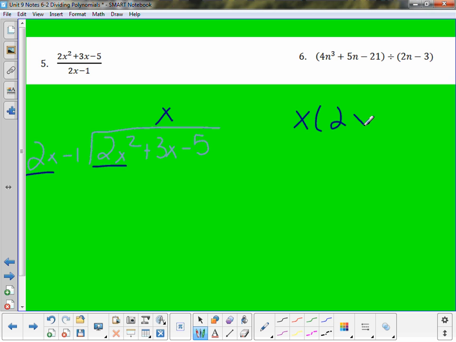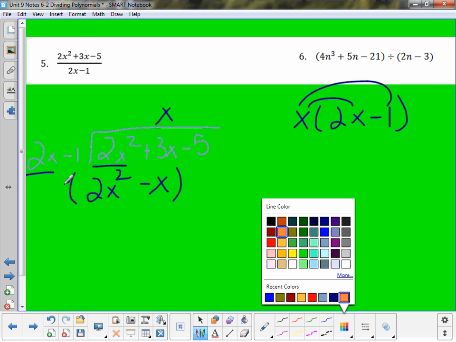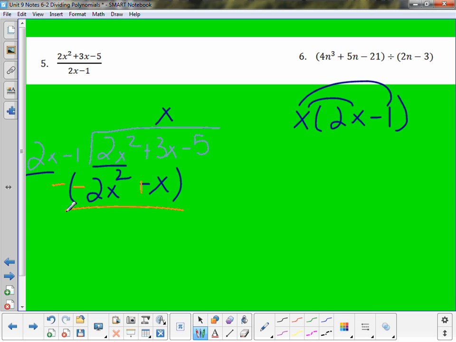So then I'm taking my divisor, 2x minus 1, and multiplying it by x and distributing that in. So let's go ahead and write that out. So I'm going to end up with 2x squared minus x. Again, we're subtracting that off, so we want to change the signs of everything. Those are going to cancel out to 0.